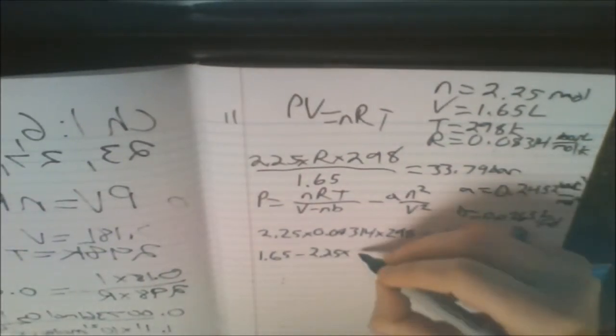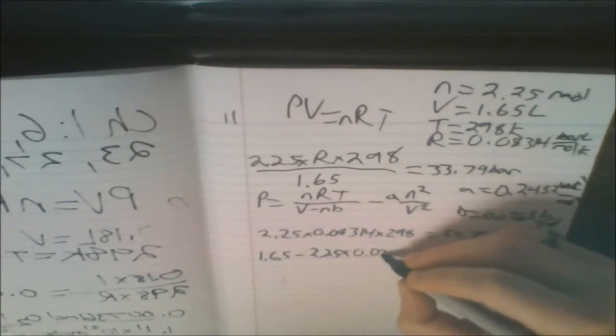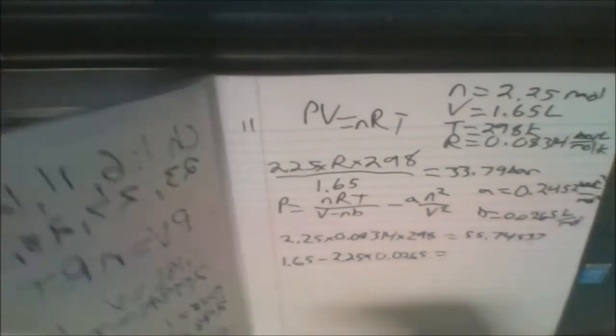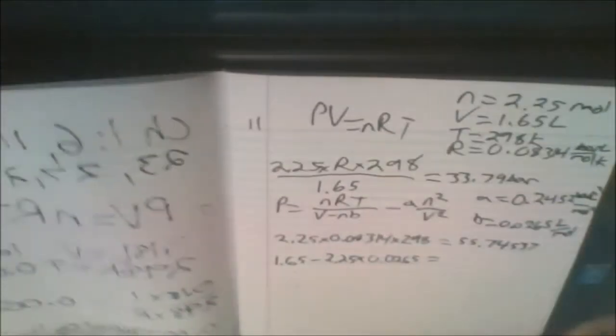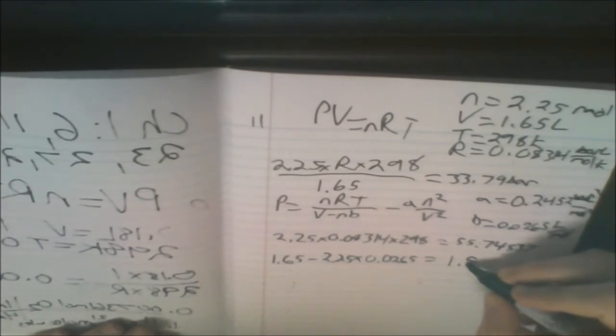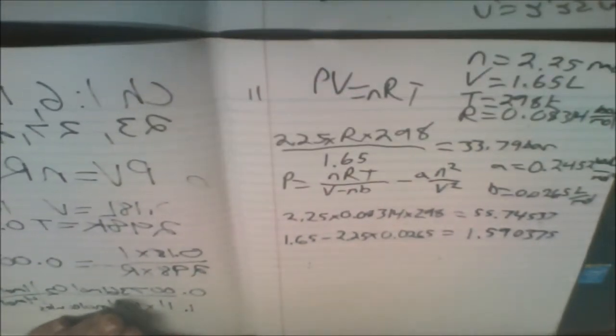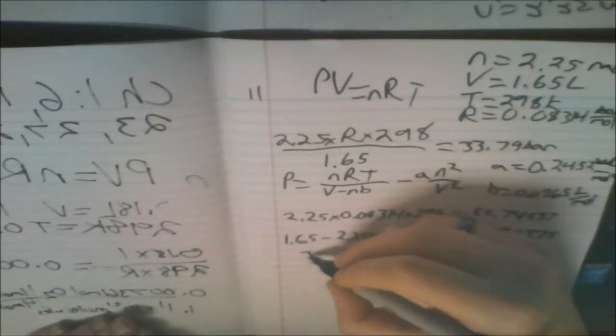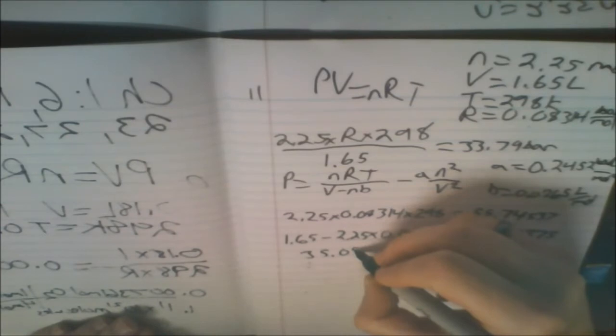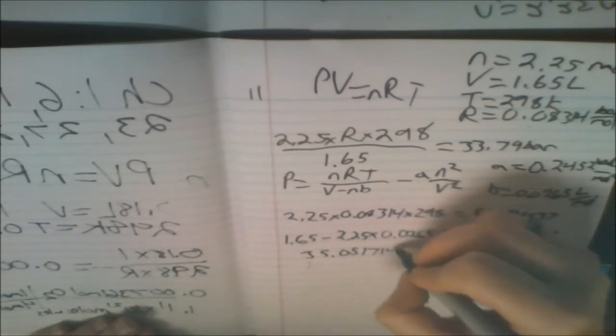b, which is 0.0265, equals 1.590375. And when I take those two numbers divided by each other, 55.74537 divided by our 1.590375, that portion gets us to 35.05171422. Okay. All that's well and good.